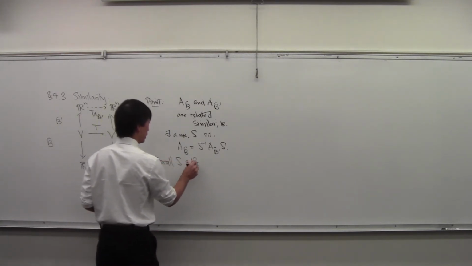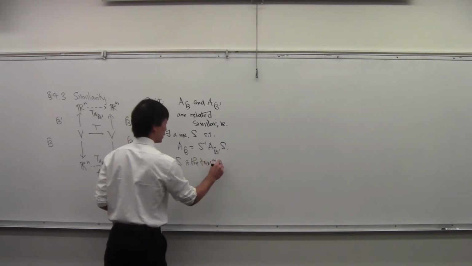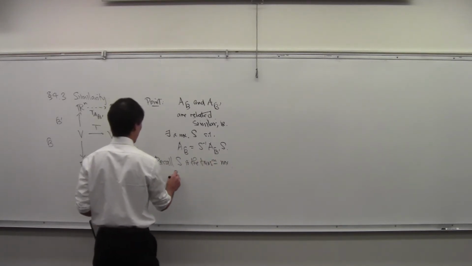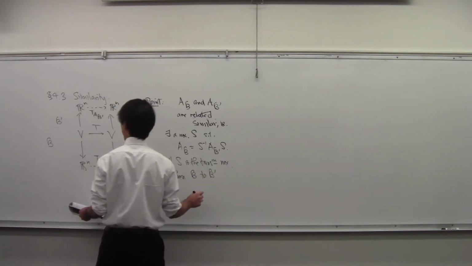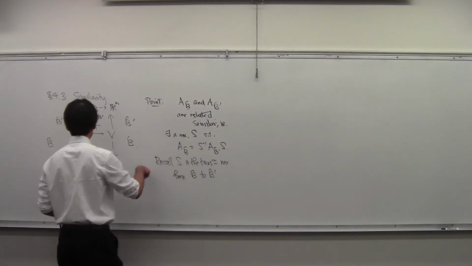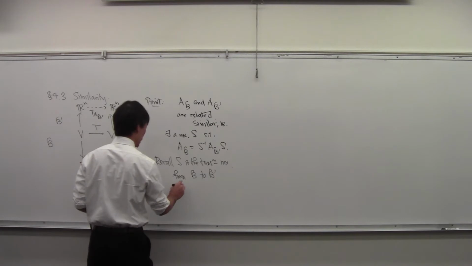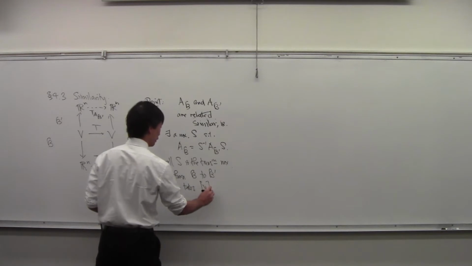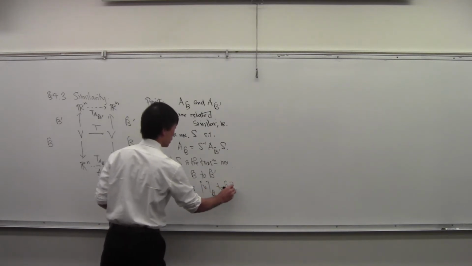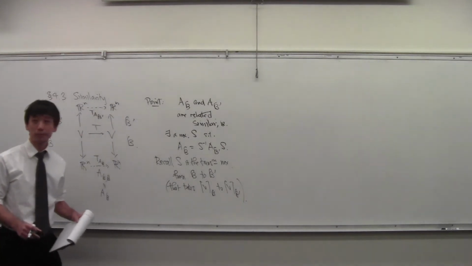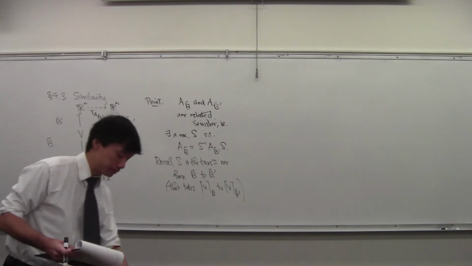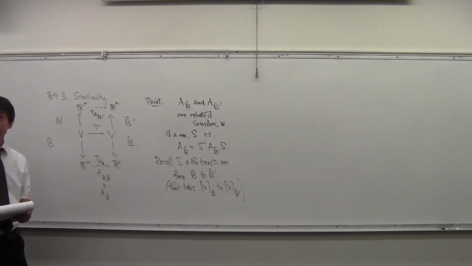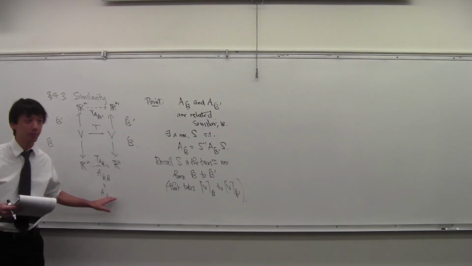And recall what that S is. S is the transition matrix from B to B prime. It's the matrix that takes the coordinate vector with respect to B to the coordinate vector with respect to B prime. So that's where we stopped last time. Everybody on board? Okay, good.